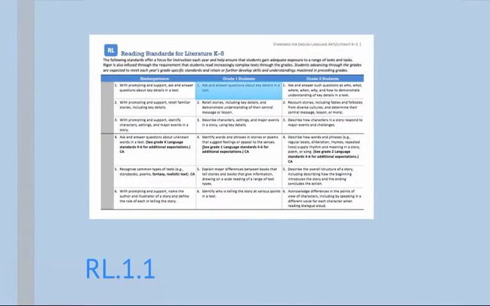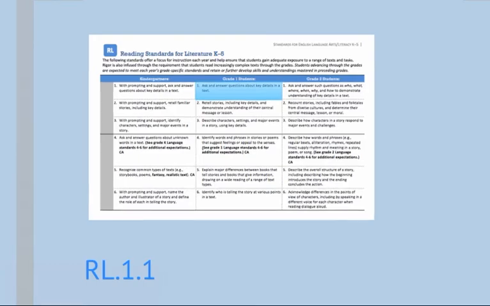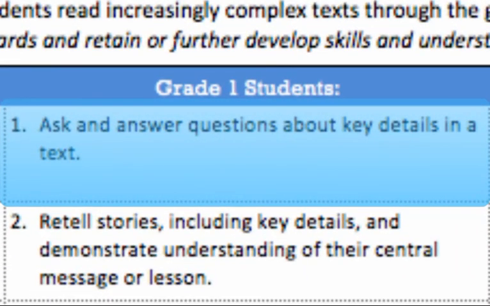Individual grade-specific standards can be identified by their strand, grade, and number, or number and letter where applicable. So RL.1.1 stands for Reading, Literature, Grade 1, Standard 1, which reads, ask and answer questions about key details in a text.